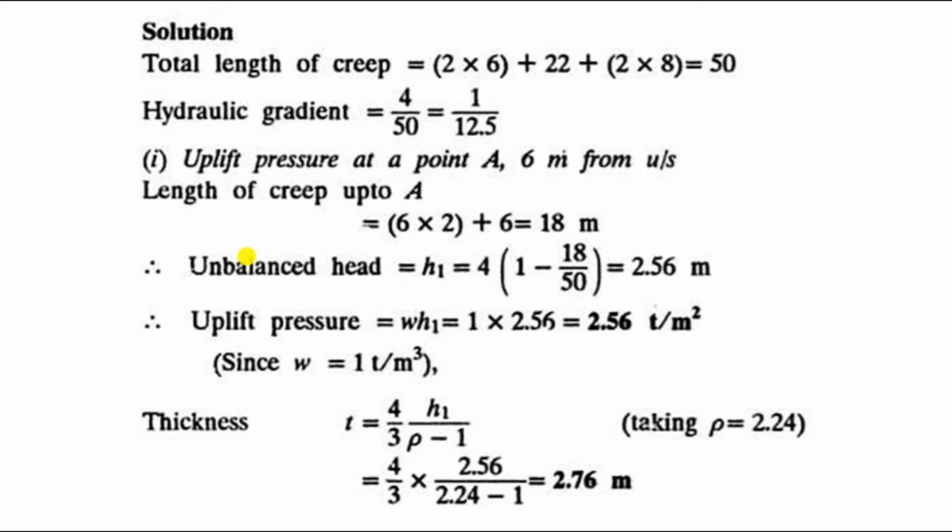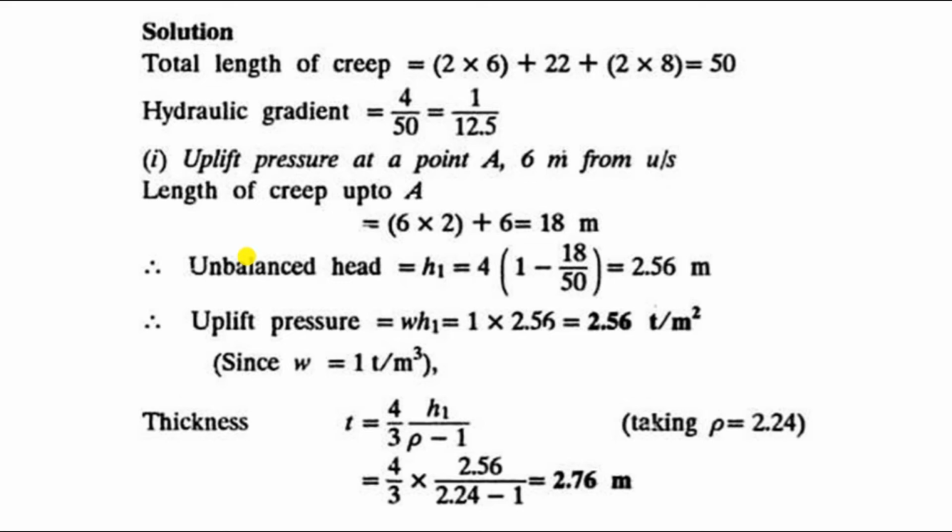Now the calculation of uplift is W into H1. W is equal to the unit weight of water, 1 ton per meter cube. For larger areas and larger structures we calculate weight in tons. 1 multiplied by 2.56 is equal to 2.56 ton per meter square, because water has a unit weight of 1 ton per meter cube.